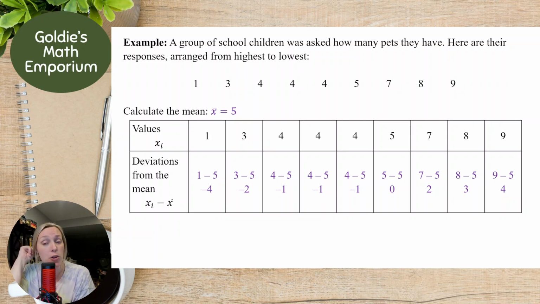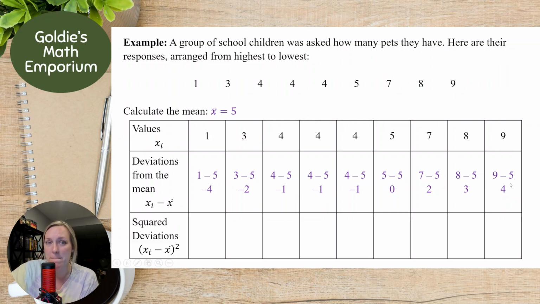And I'm going to get all of those deviations. So my deviations, -1, -2, and then all the way up from there, okay? Now what I'm going to do is square them. Now, why on earth would I square them?